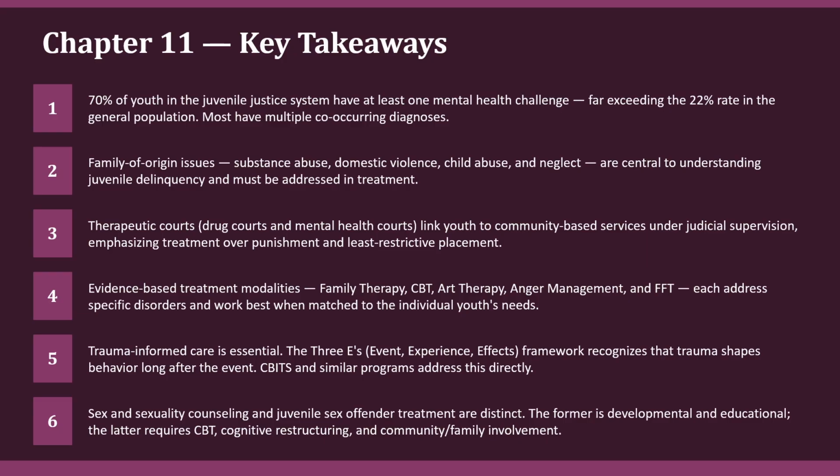Second, family of origin issues are not background context. They are central to understanding and treating juvenile delinquency. Substance abuse in the home, domestic violence, and child abuse and neglect all create conditions that systematically undermine a youth's development and increase the pull of delinquency. Treatment that ignores the family system is unlikely to produce lasting change.